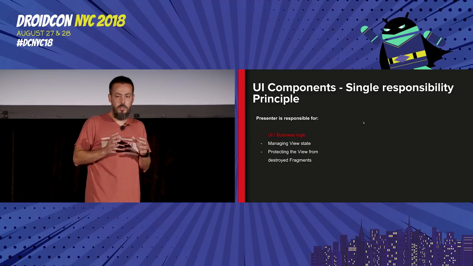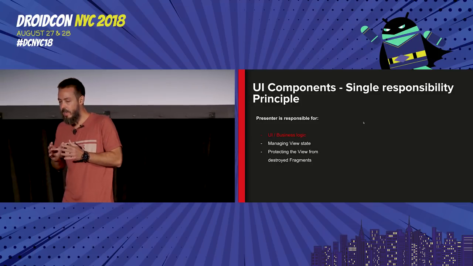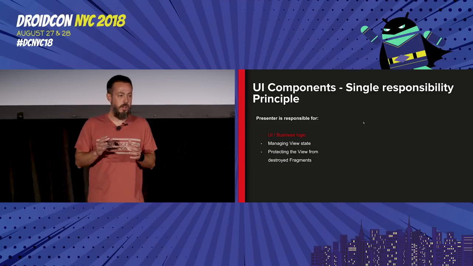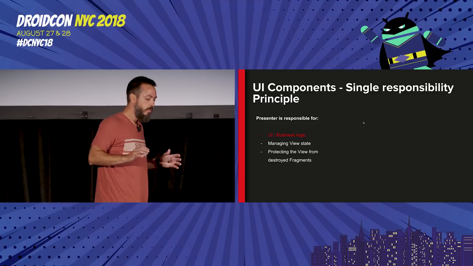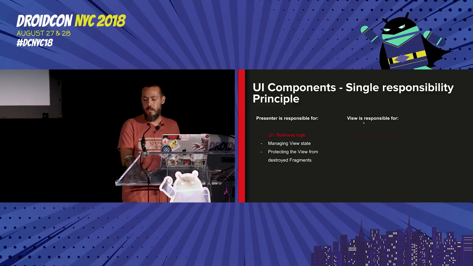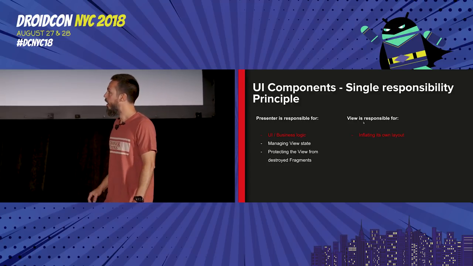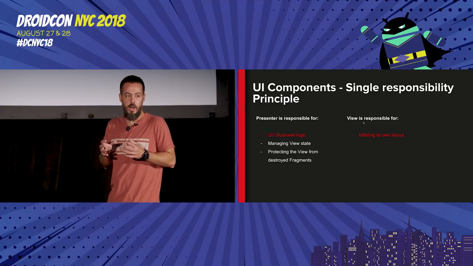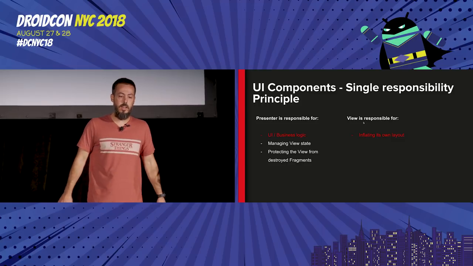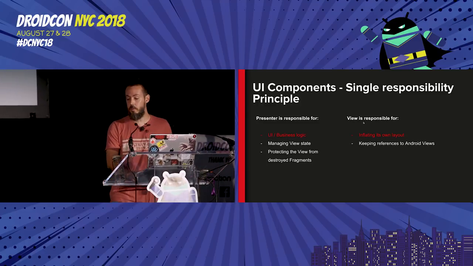But if the presenter is the only one that accesses the view, we can control the observable that we have inside the presenter and tell it, do not fire the view or do not invoke the view if that fragment is gone. You don't have to do anything. So there are no exceptions anymore because the presenter is going to protect the view. And the view is responsible for inflating its own layout. That's its main responsibility. And in order to inflate an XML layout on Android, you need a context. That's the only reason why the view has a reference to the context. And that's why we don't want to expose that. And the presenter will protect it.